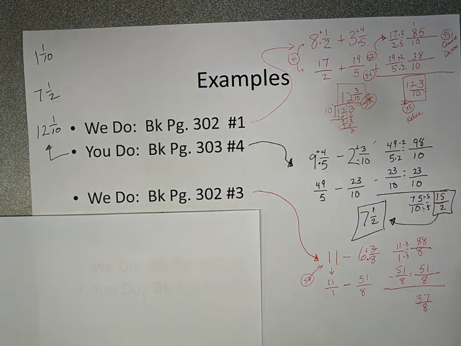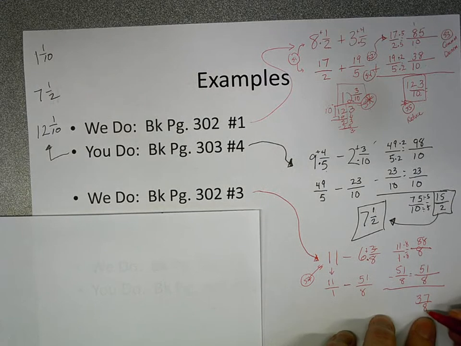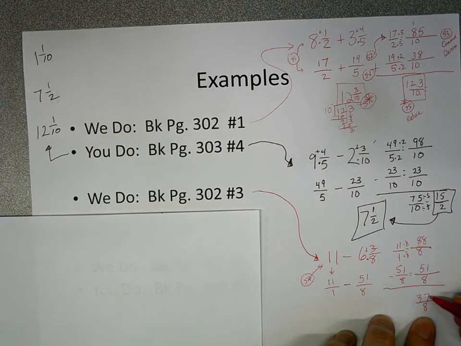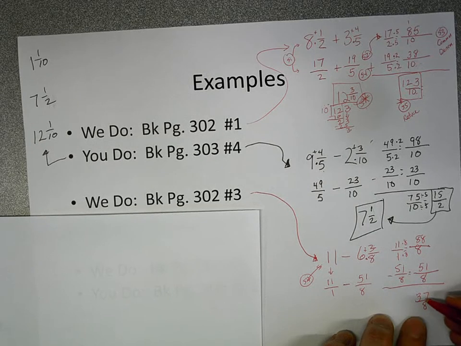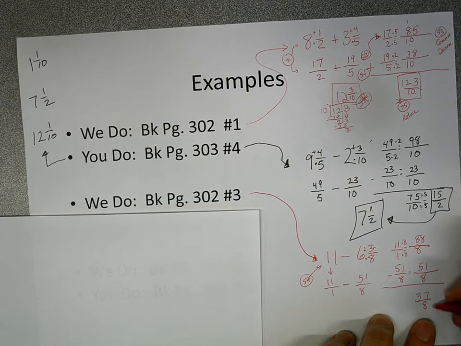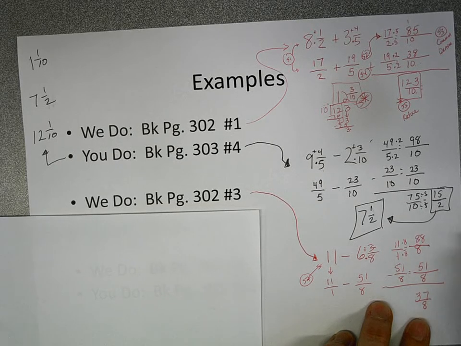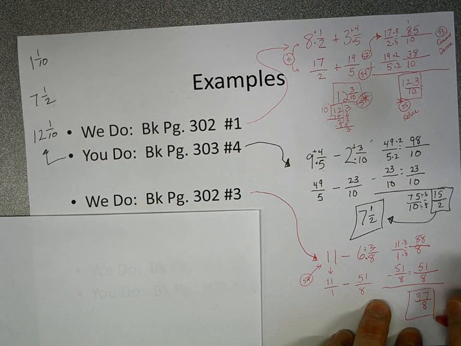So, 8 can be divided by 2. That can't go into 37. 8 can be divided by 4. Well, 4 times 9 is 36, so that's off. It can be divided by 8. 8 can't go into 37 either. Okay. 8 times 5 is 40, and 8 times 4 is 32. So, no reducing. That's it.